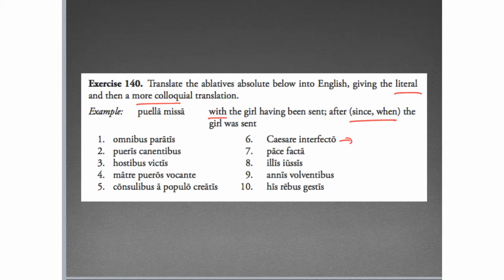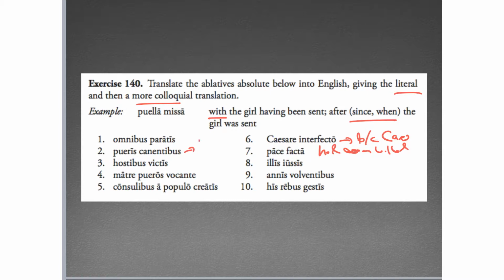So, Caesare interfecto, because Caesar had been killed. You can also say with Caesar having been killed. And note that when you use one of those conjunctions, the when, since, because, etc., you're using a main verb in the clause, and when you use with, you're using that participial translation. I'll do number 2, which is a present active.